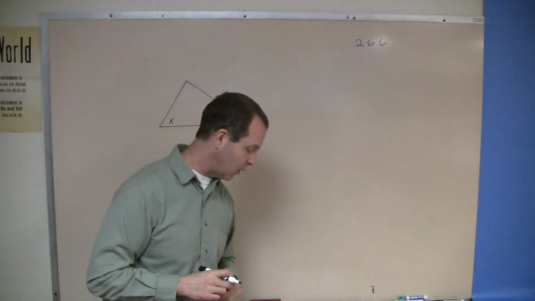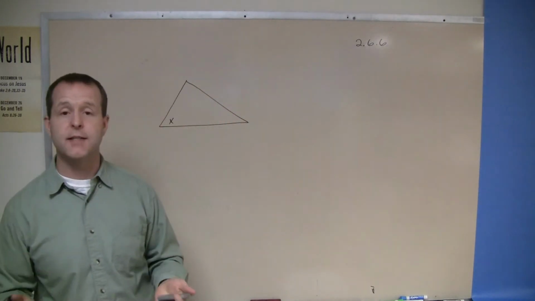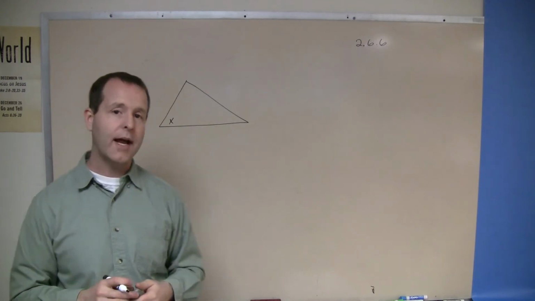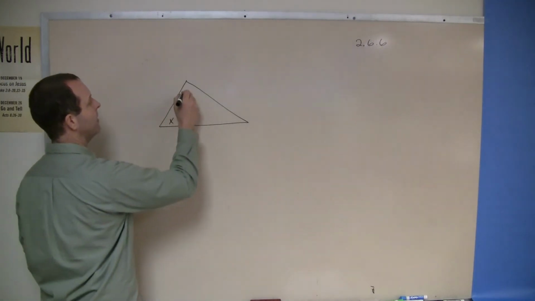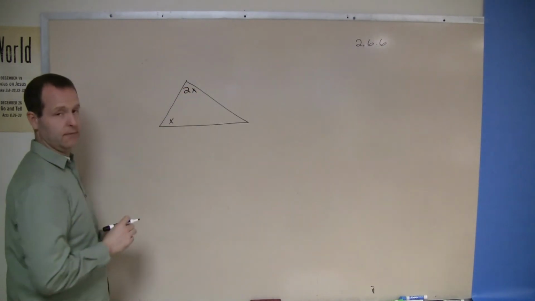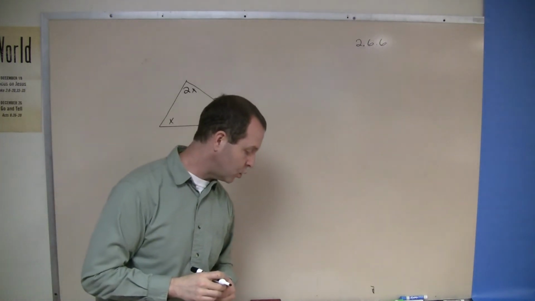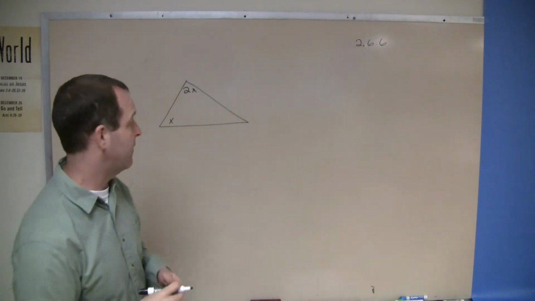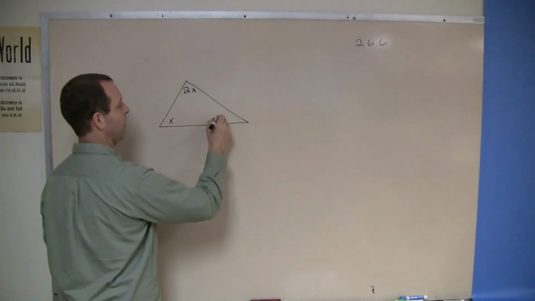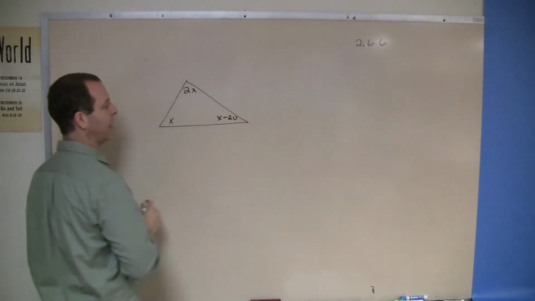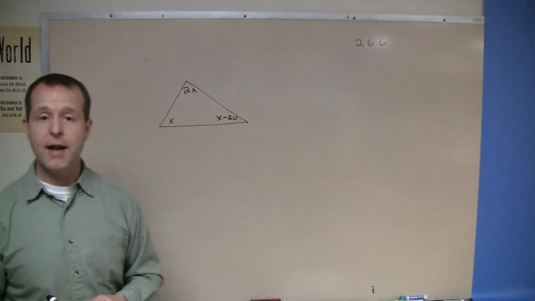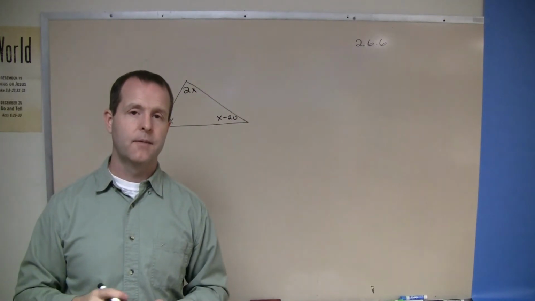The first angle is twice the measure of the second angle. So how would I decide that? Well, that would be 2x. And then it tells me that the third angle was measured 20 degrees less than that of the second angle. So x take away 20. So what are the measures of each of the angles?